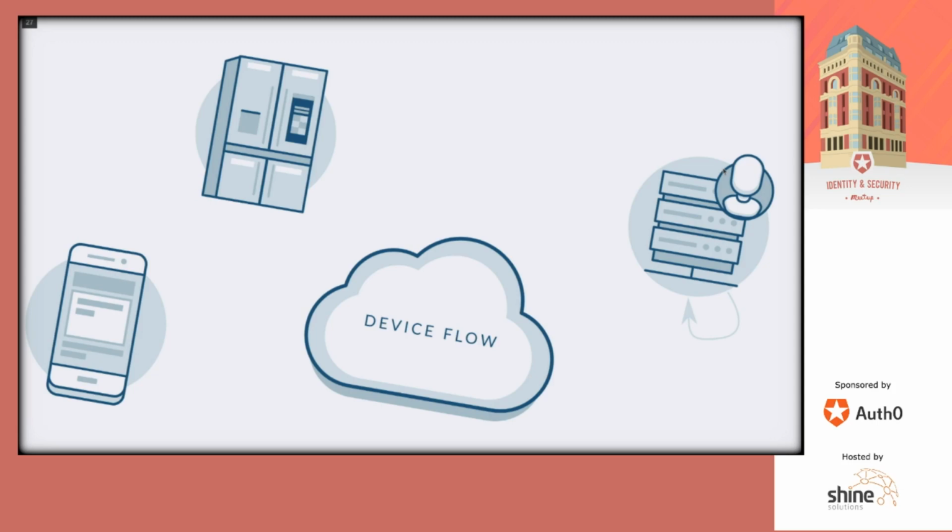So let's take the example here of the fridge. I've got my mobile phone, which is what I'm going to use to log in, and the identity provider over here. The fridge is going to go off to the identity provider and say, here's my client ID, I need somebody to be able to log in for me. And the identity provider says, yep, sure. So here's some information for you.